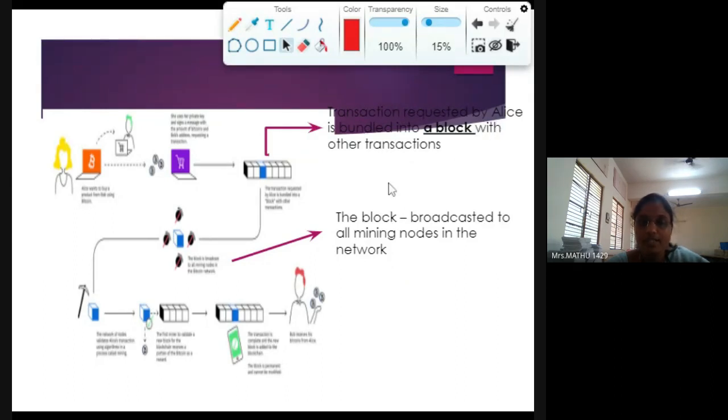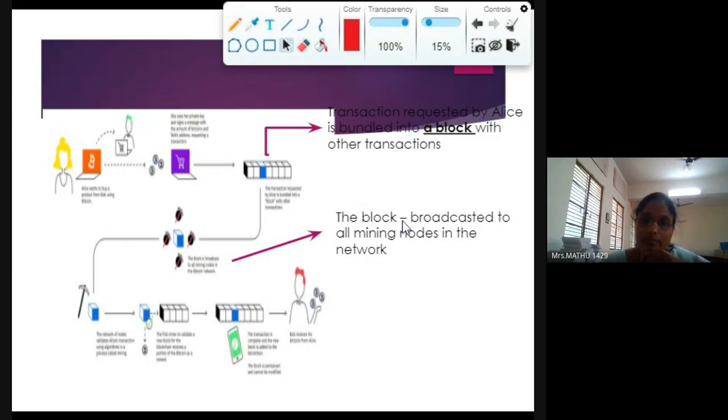Transaction requested by Alice is bundled into a block with other transactions. We have seen in the blockchain explorer that there are several transactions happening. All these transactions will be in a pool of transactions. Once the pool gets filled, the transactions will be bundled together as a block, and that will be sent for validation.